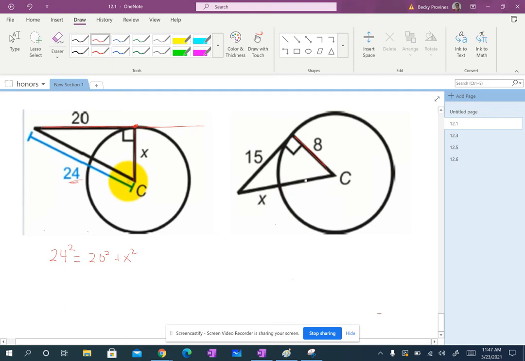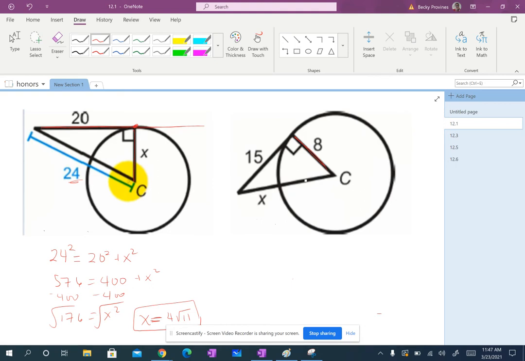So 24 squared is 576. And then if I take away the 400, I get 176. And then I'm going to square root both sides. And we want to leave this in radical form. So this is 4 root 11. We've already had lessons on how to do that, so I'm not going to go into how I did that.